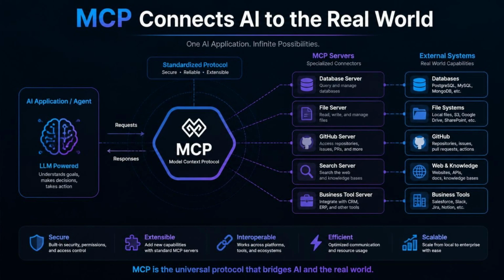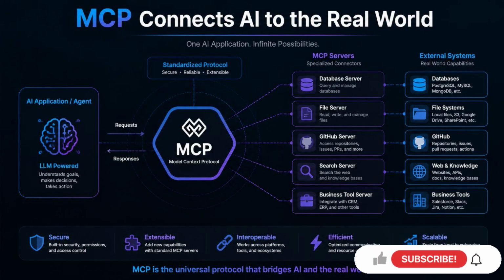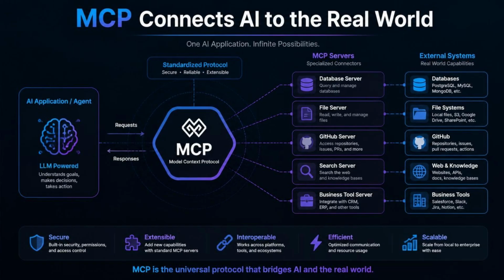Now let's step back and look at the bigger picture. An AI application might need access to many different systems. A database, files, GitHub, search, business applications, APIs. Instead of treating every capability as a completely different integration, MCP provides a standardized communication approach. The AI application can communicate with MCP servers, and those servers can expose the capabilities needed by the application. This creates an ecosystem where AI applications can interact with many different external systems.